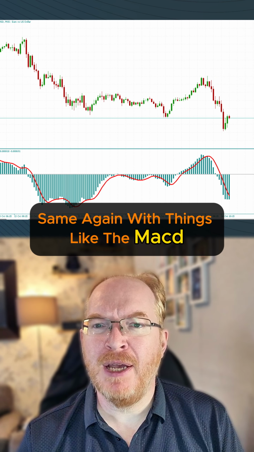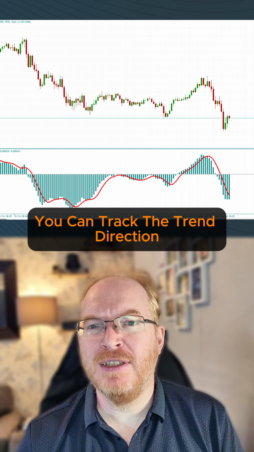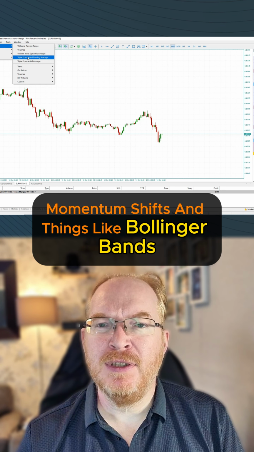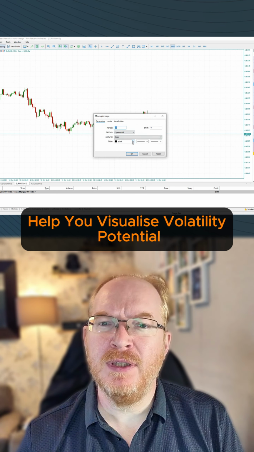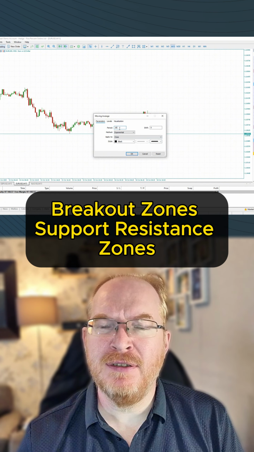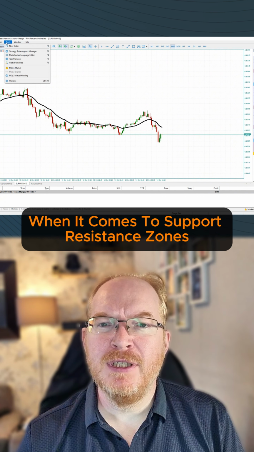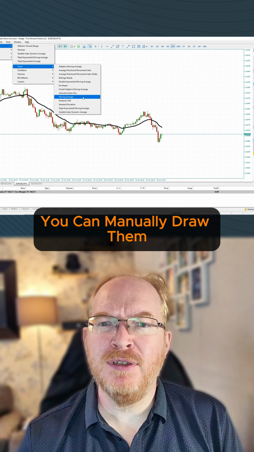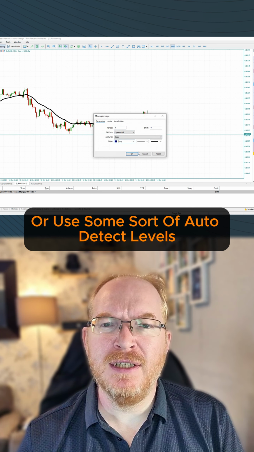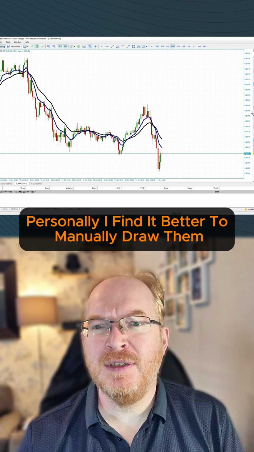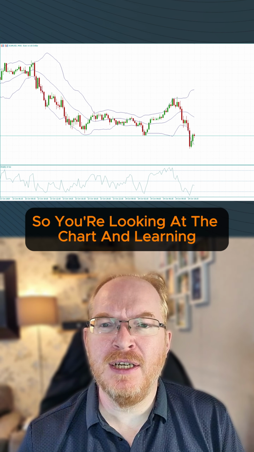Same again with things like the MACD. You can track the trend, direction, momentum shifts. And things like Bollinger Bands help you visualize volatility, potential breakout zones, support and resistance zones. When it comes to support and resistance zones, you can manually draw them or use some sort of auto-detect levels. Personally, I find it better to manually draw them so you're looking at the chart and learning.